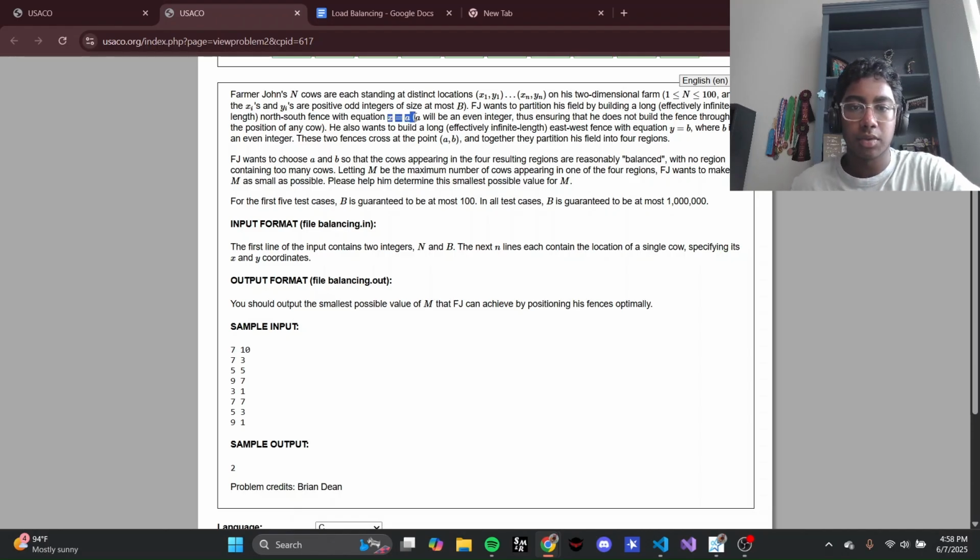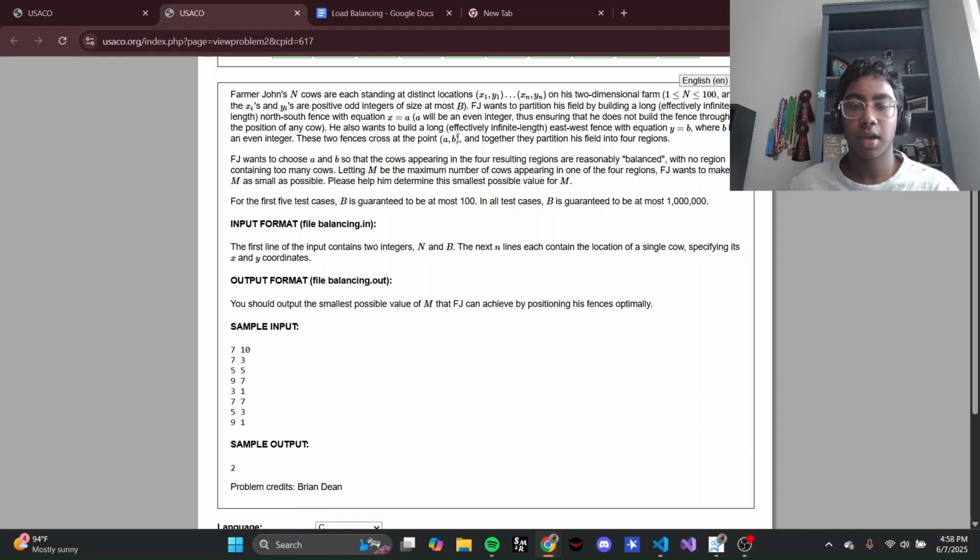The equation would be x equals a, where a is an even integer. If you noticed earlier, the xi and yi's were odd for the cows, and the fences are always going to be even. So there's never going to be a case where the fence is running through a cow, because the fence's coordinates are even and cow coordinates are odd. Similarly, he wants to build an east-west fence, y equals b, where again b is even.